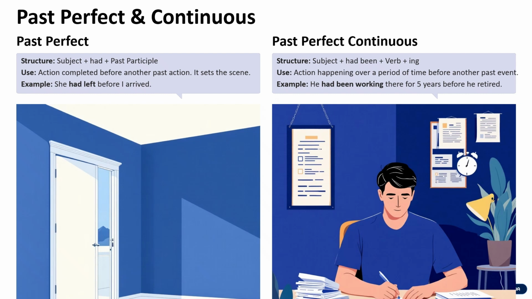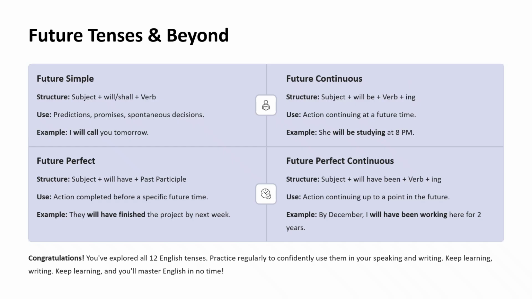Past perfect. We use it for actions that were completed before another past action. Example: I had eaten dinner before you arrived. Past perfect continuous. We use it for actions that continued over a period of time in the past, before another action. Example: I had been working there for 5 years before I changed my job.